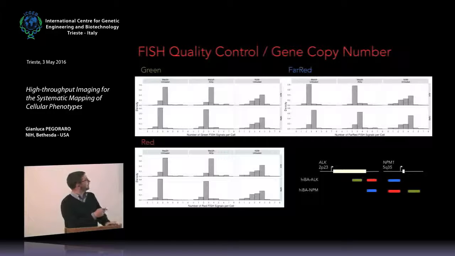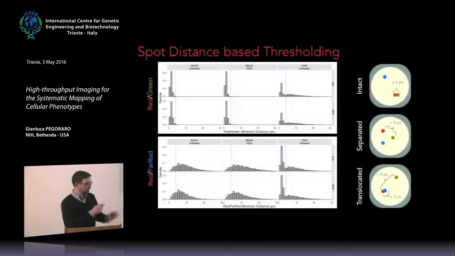Just a little bit of quality control on the fish detection efficiency. What you can see here is that, as previously published and as expected, our fish probe sets correctly determined that the vast majority of MAC2A cells carry 3 copies of the ALK gene and 2 copies of the NPM1 gene. Whereas the K299 cells, as previously described by others, are composed of mixed subpopulations of cells carrying 2, 3, and 4 alleles.